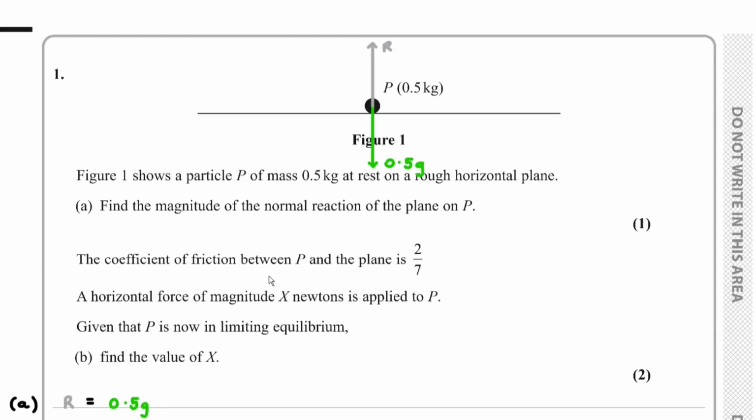The coefficient of friction between P and the plane is 2/7. A horizontal force of magnitude x newtons is applied to P. Given that P is now in limiting equilibrium, part B, find the value of x. Here is the horizontal forward force, x newtons. Opposing this, we have a frictional force, F.